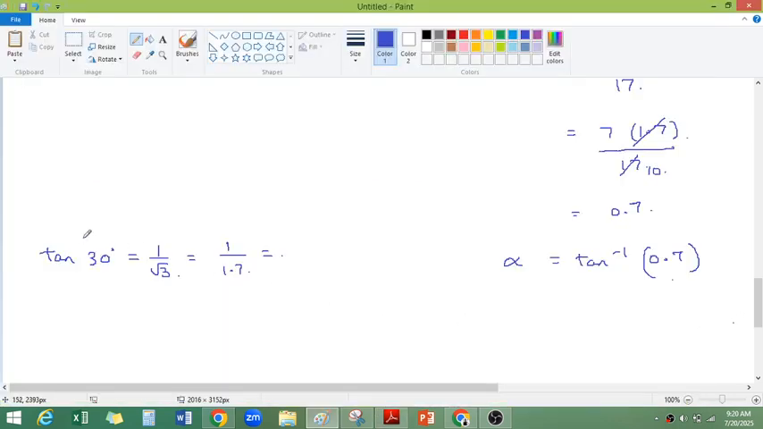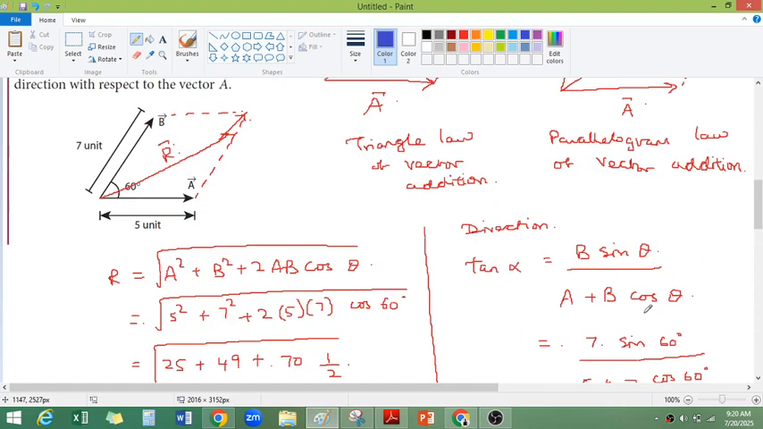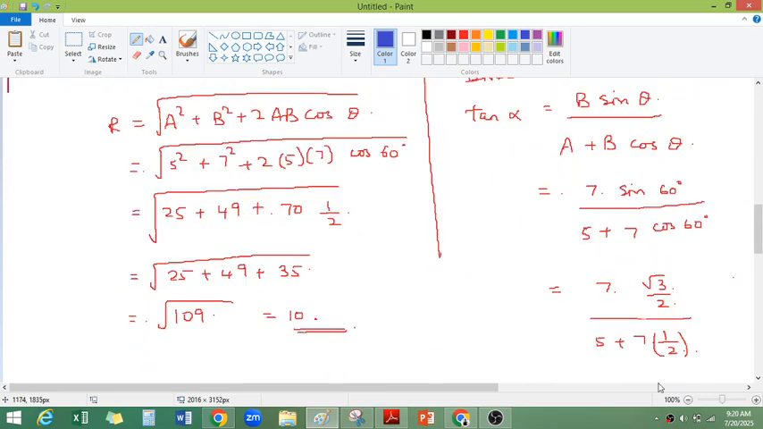So we know only for 30, 45, 60. So this falls somewhere between 30 and 45. Any doubts? I think it's very simple. Very first example in this chapter.